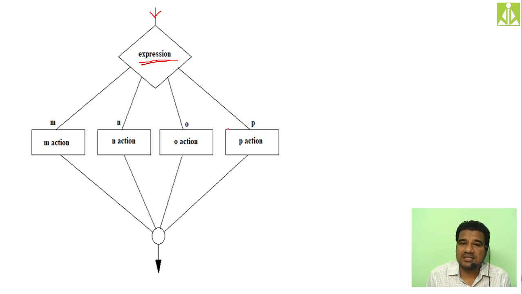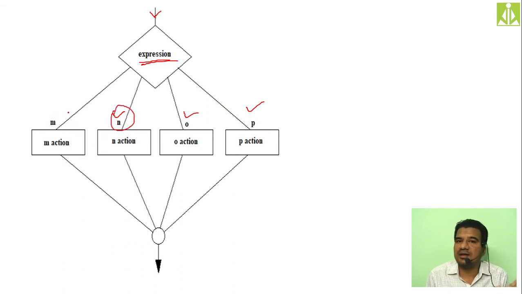In every case, whenever the expression's result is m, what are you doing? You are skipping the others, isn't it? And whenever the expression's result is n, you are skipping the other three.